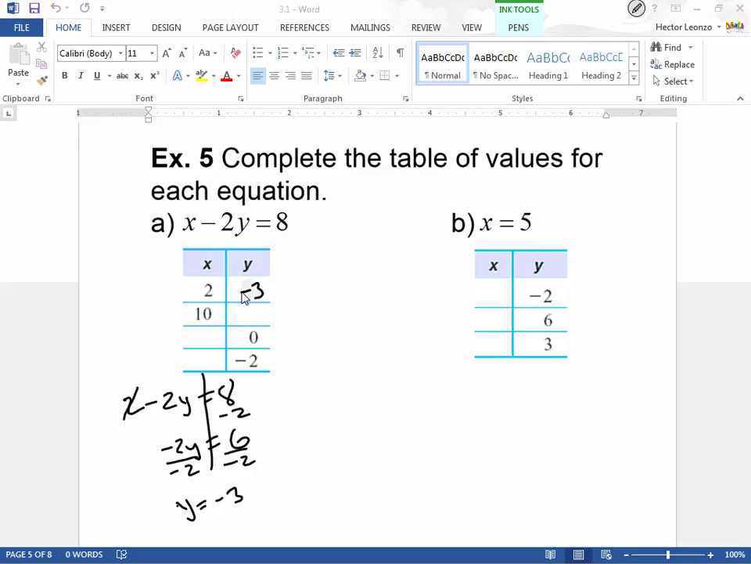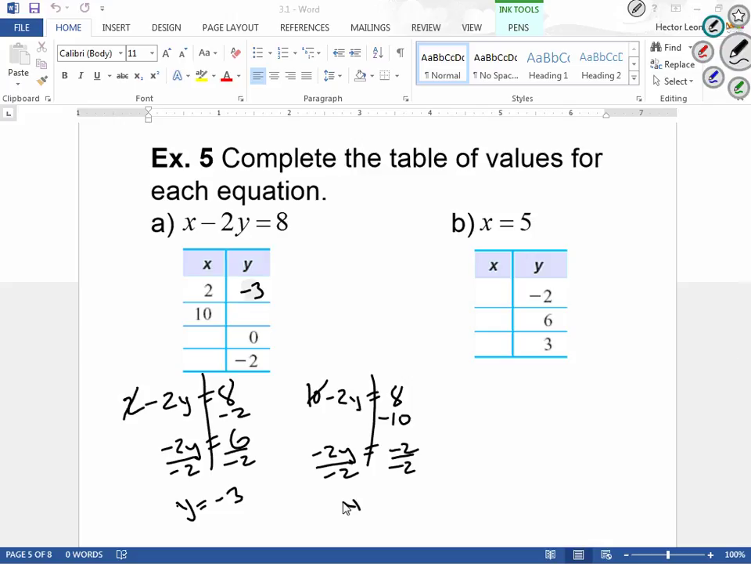Then I'm going to say, all right, since you know how to find the value of y when x equals 2, do it again, but now x equals 10. So you will go 10 minus 2y equals 8. All right, subtract 10. Negative 2y equals negative 2. Divide by negative 2. y equals 1. So there.